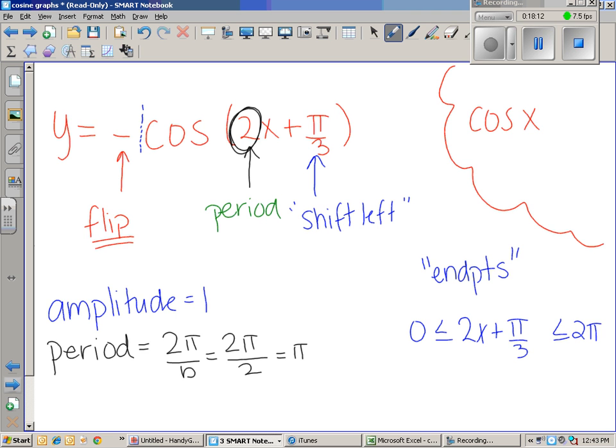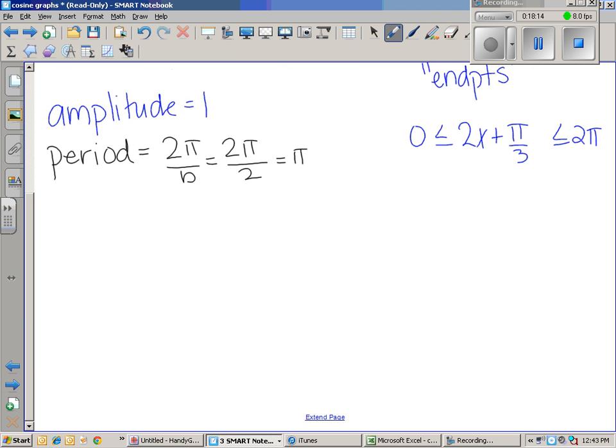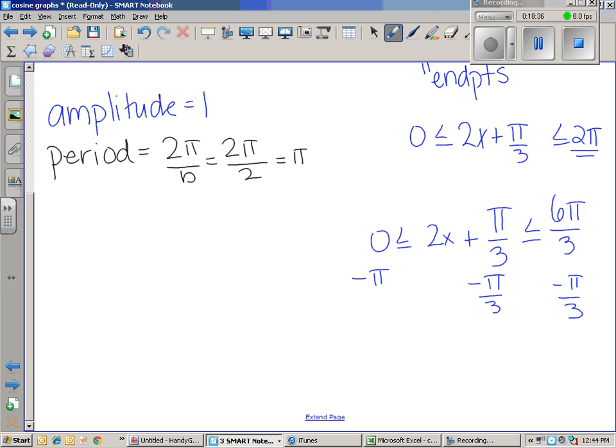Now, just so that I can make this easy for you to see what I'm doing in my head, I'm going to convert 2 pi to 6 pi over 3 because it's much easier to add equivalent fractions. Okay, this should be an x. That's pretty messy. So I'm going to subtract pi over 3 on both sides. And you get negative pi over 3 is less than or equal to 2x, which is less than or equal to 5 pi over 3.